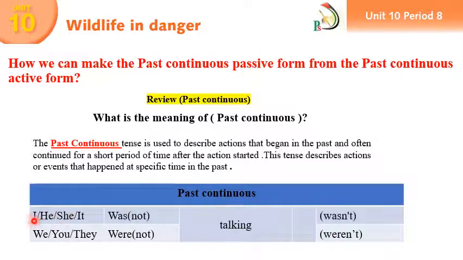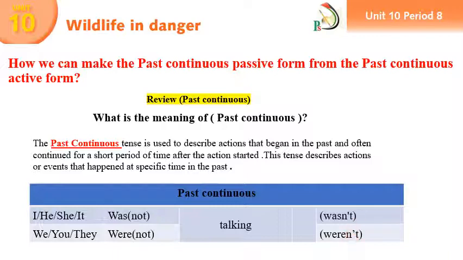Past continuous. The subject, singular pronoun or noun: I was talking. He was talking. She was talking. It was talking. Negative: I wasn't, he wasn't, she wasn't, it wasn't talking. We, you, they were talking. Were not, were not, wasn't, were not.